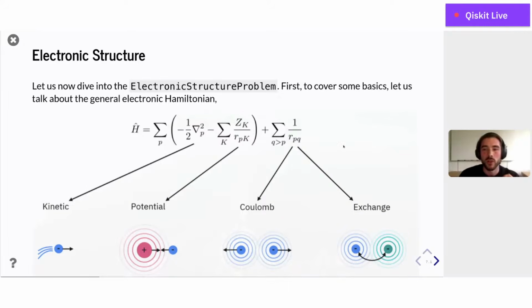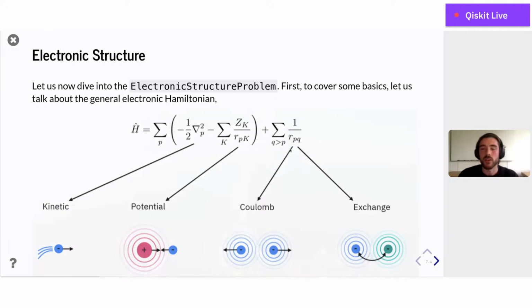Now, before going into the actual code, let's talk a little bit about the theory behind electronic structure problems. What we want to do when trying to determine the electronic structure of a molecule is we want to find the eigenvalue of the Hamiltonian of our system. And this Hamiltonian consists of multiple objects. We have an electronic kinetic term, which describes the kinetic energy of our electrons. We have a potential term, which describes the interaction of our nuclei at the cores of our atoms, and the electrons, which is an attractive force.